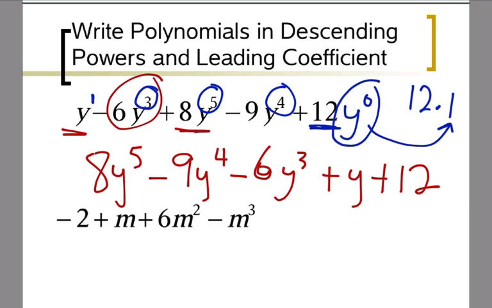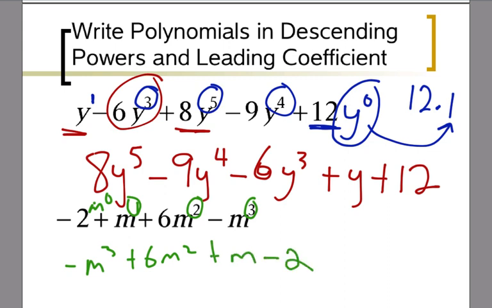We've got m to the 3rd, 2nd, 1st, and then of course m to the 0 on that one. So it's exactly backwards, so we just need to rearrange it to be negative m to the 3rd plus 6m squared plus m minus 2. Okay, so that's descending powers. That's the first topic up here.